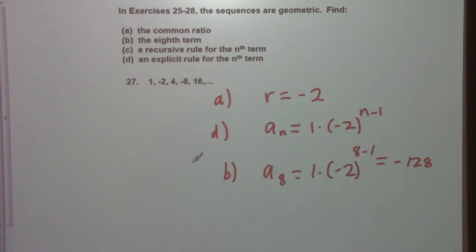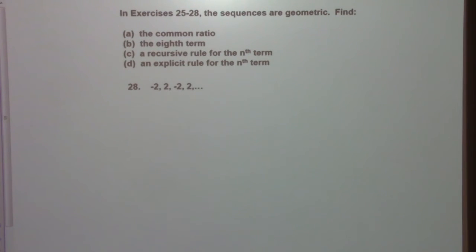Are we doing the back? I'll tell you, I think we will do most of it. You know, okay, 28.